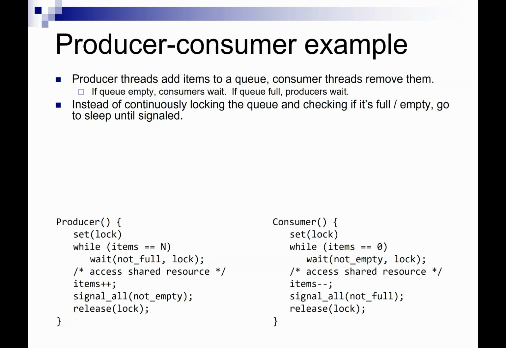On the other hand, if when the producer was trying to put an item into the queue it was already full, so items equals n, then the producer needs to wait in order to put his item into the queue. He needs to wait until the signal that the queue is not full anymore. So he's waiting on the signal. And when he's waiting, currently the producer has the lock on the queue, so nobody else can access the queue at all.